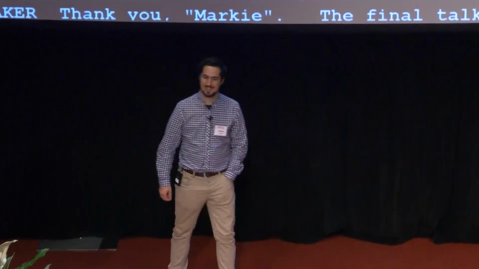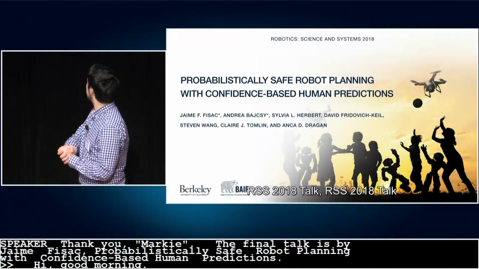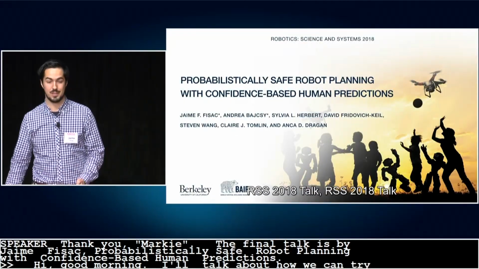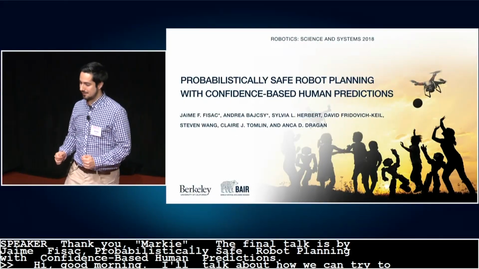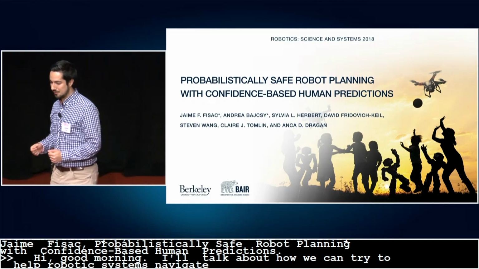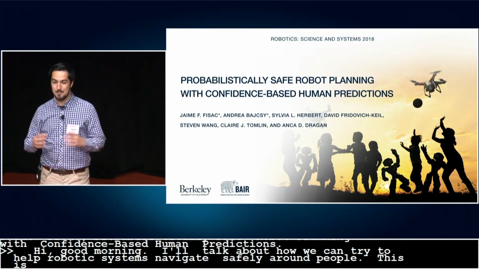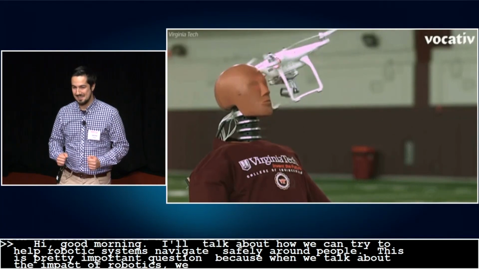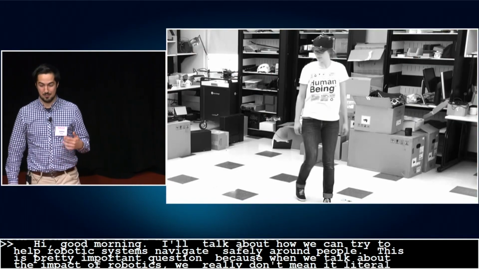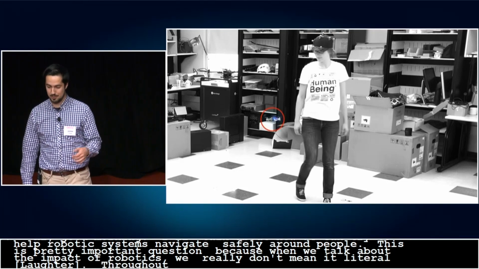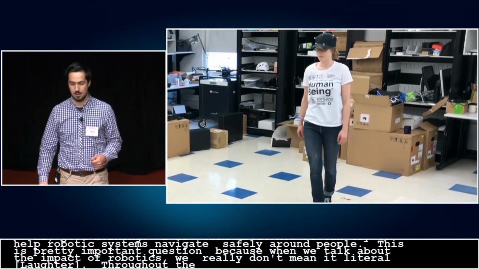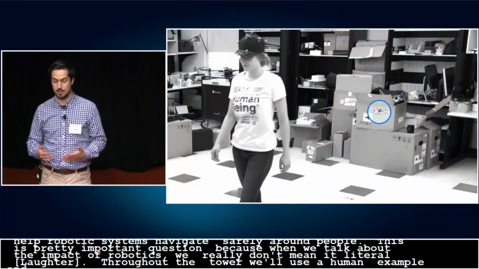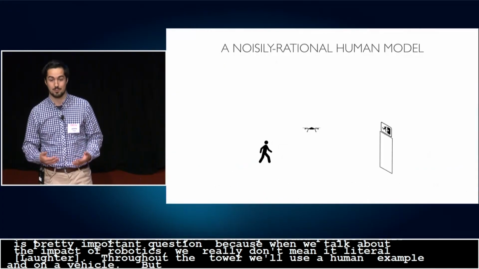Thanks. Hi, good morning. So I'm going to be talking about how we can try to help robotic systems navigate safely around people. And this is a pretty important question, because when we talk about the impact of robotics, we really don't mean it literally. So throughout the talk, we're going to be using the running example of a human pedestrian and a small quadcopter vehicle. But more generally, we're interested in allowing humans and robots to safely coexist in whatever space.